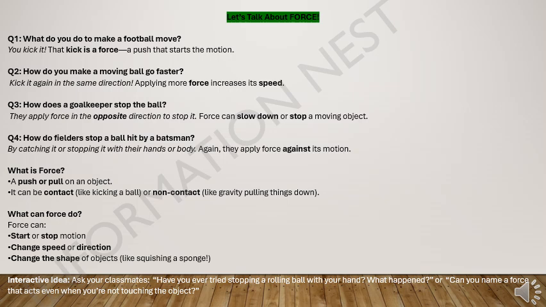Now, here is a question for you. Have you ever tried stopping a rolling ball with your hand? Or can you name a force that works without touching an object? Think about it and let's keep exploring how force shapes our world.